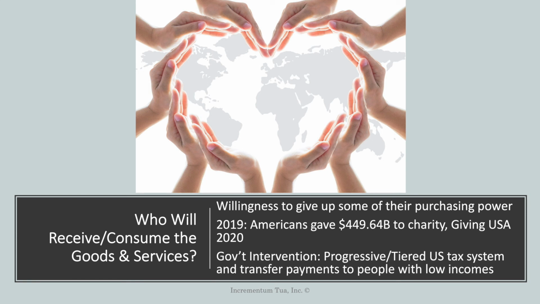There is also government intervention in most countries, including the US. The US has a progressive or tiered tax system, which means that individuals with higher incomes get taxed at higher rates, and then individuals with lower incomes receive transfer payments, which allows them to purchase additional goods and services they wouldn't be able to purchase otherwise. So for the most part, it's wealth that determines who receives the goods and services, but at the same time, there are government interventions and there are charities that help individuals with lower incomes to increase their access to goods and services.